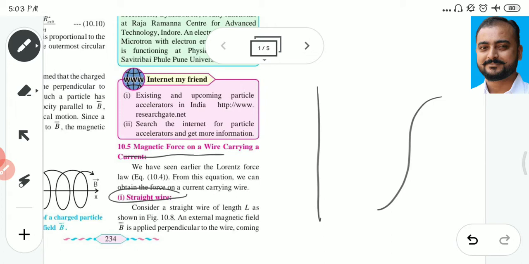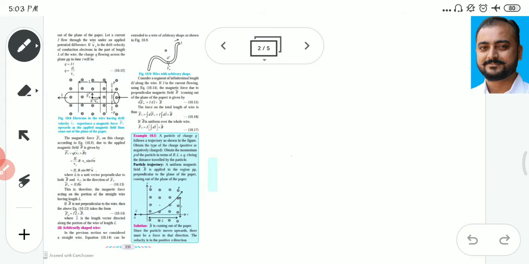For that we just consider a wire having a length capital L. This wire should be kept in a magnetic field of magnetic field induction B bar, perpendicular to the length of the wire. Let's suppose this is the wire, and it should be kept in such a way that it is perpendicular. So how do we represent the perpendicular? For that we use two symbolic representations for the magnetic field.